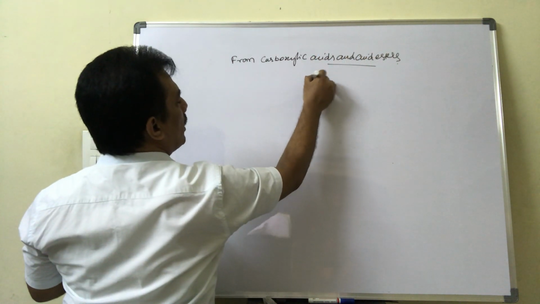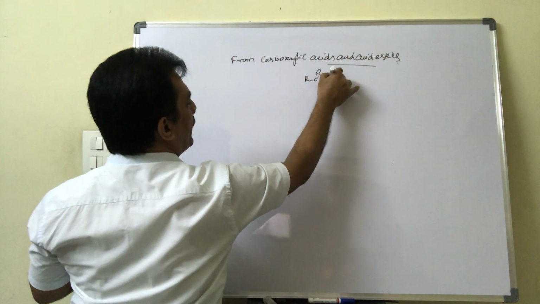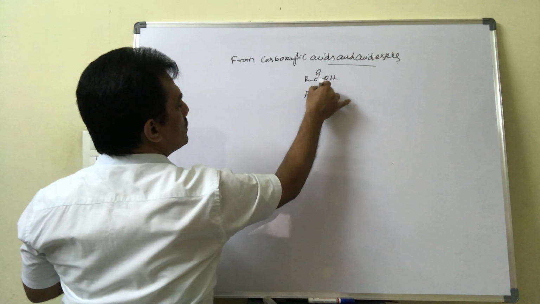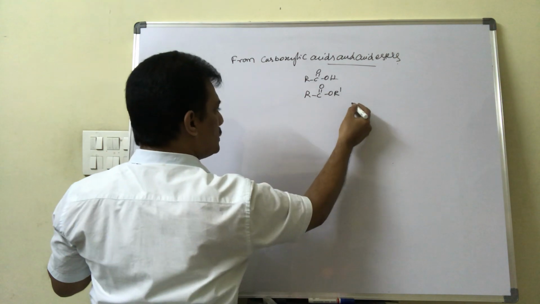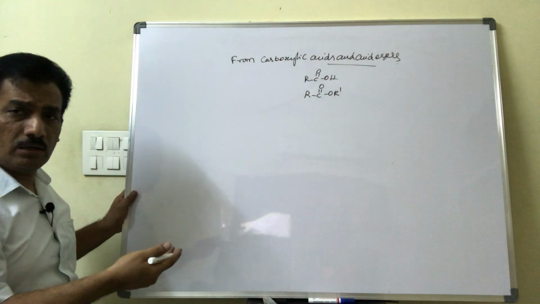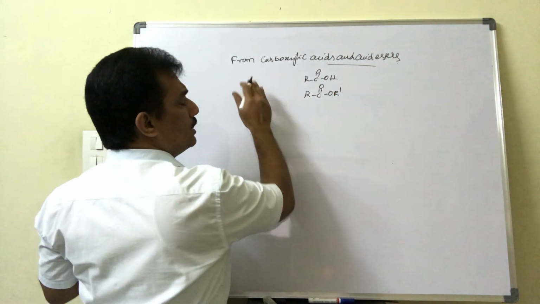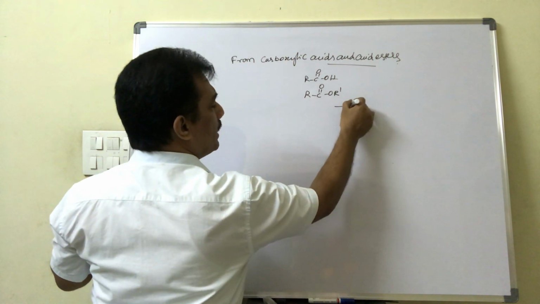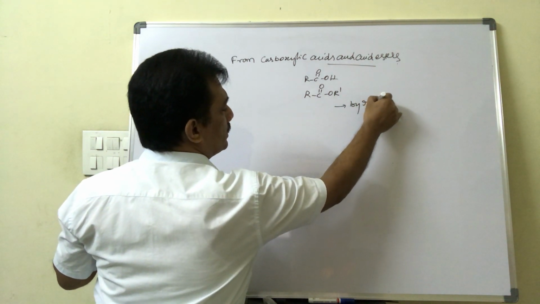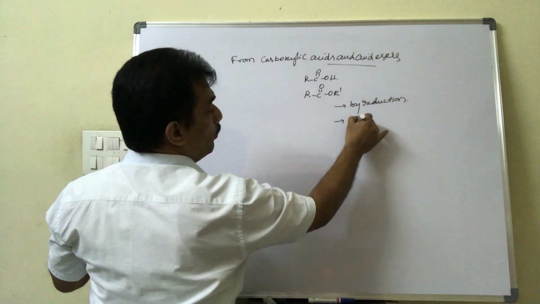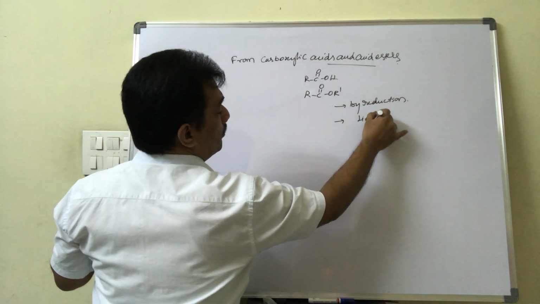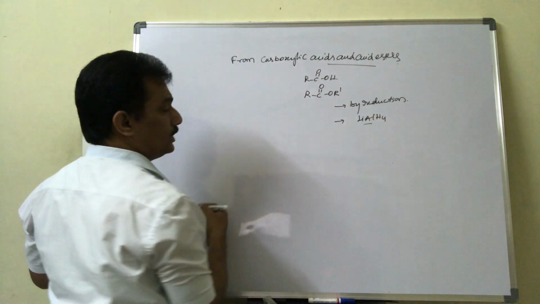Carboxylic acids are nothing but RCOOH and esters are RCOOR'. Here, as they are more oxidized than alcohols, these can also be converted to alcohols by a reduction process. But here the reducing agent is only lithium aluminum hydride, because it requires a strong reducing agent.